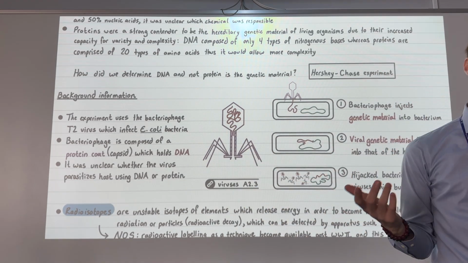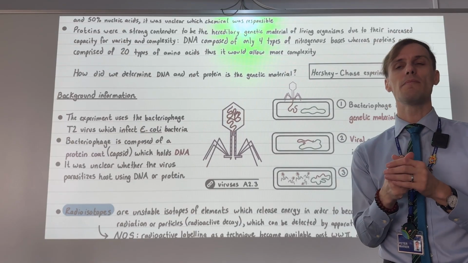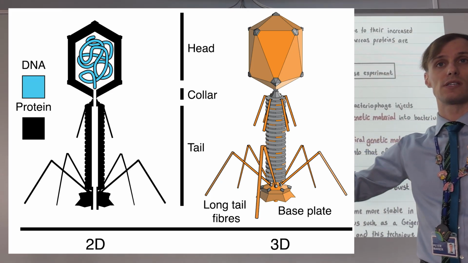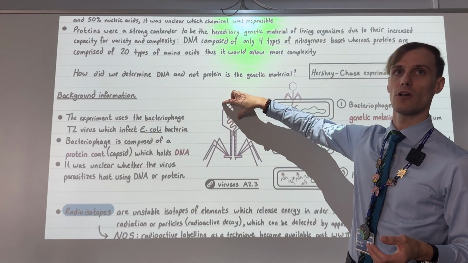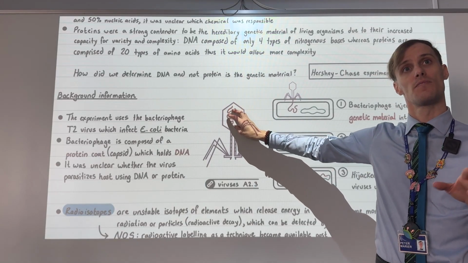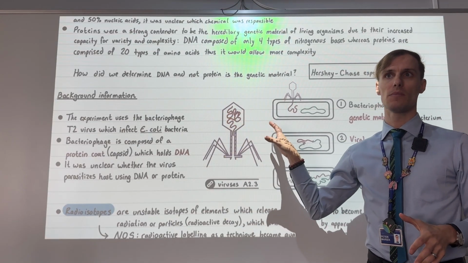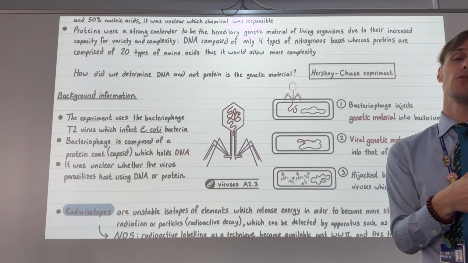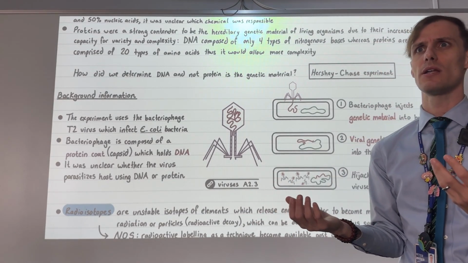Now, why use viruses? Well, viruses are simple in the sense that they're only made up of DNA and proteins. That's it. The structure of a bacteriophage is a protein shell called a capsid and the DNA inside of it. That's it. So we want to use this as a model organism to try to determine, are the viruses using DNA to infect, or are they using proteins to infect? Well, how can I possibly realize this?